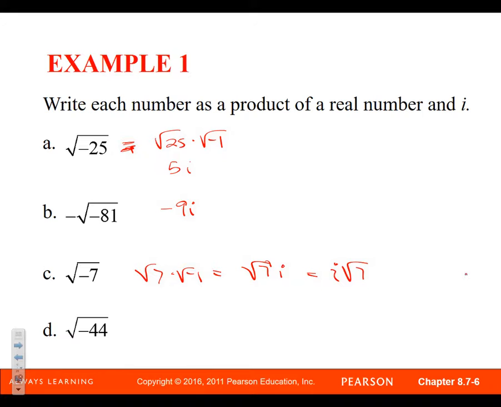Okay. Next one. Who's got this one? What'd you come up with? 2i square root of 11. 2i square root of 11. Someone verify that? Yeah. All right. Cool beans. Nice job, guys.